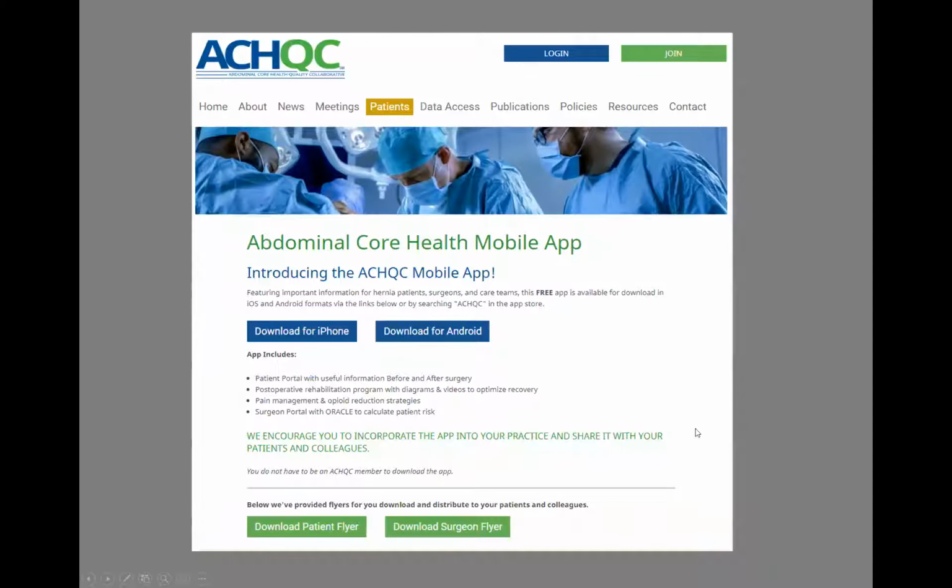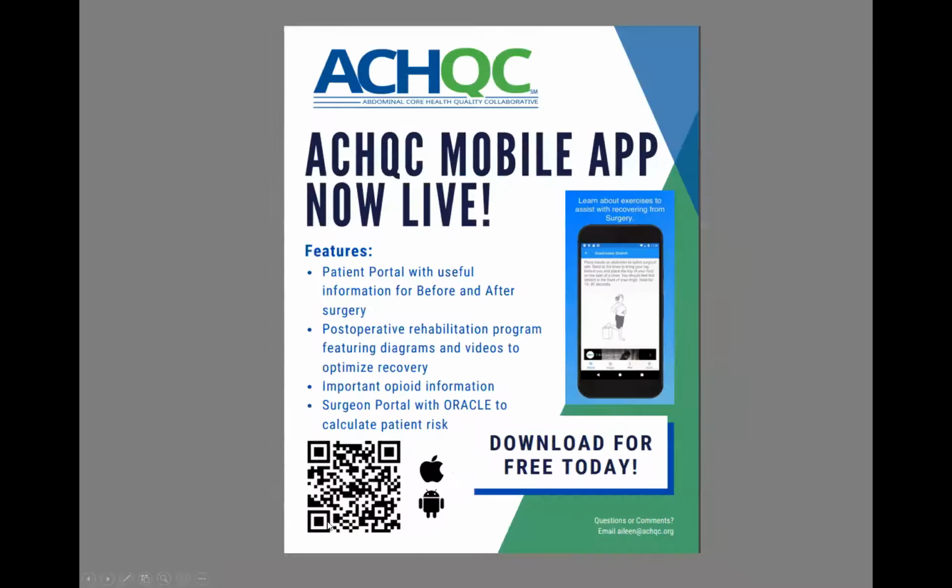And this is the next page after you click on it. So when patients go here, they can download it to iPhone or Android. And if you want to share this with your colleagues, you can download a flyer for surgeons as well as flyers for patients, which is one of the flyers that I actually give to my patients. This is a flyer for surgeons if you want to share that with other surgeons who are doing hernia surgeries or are just interested in this type, even the physiatrists in your area, rehab doctors.